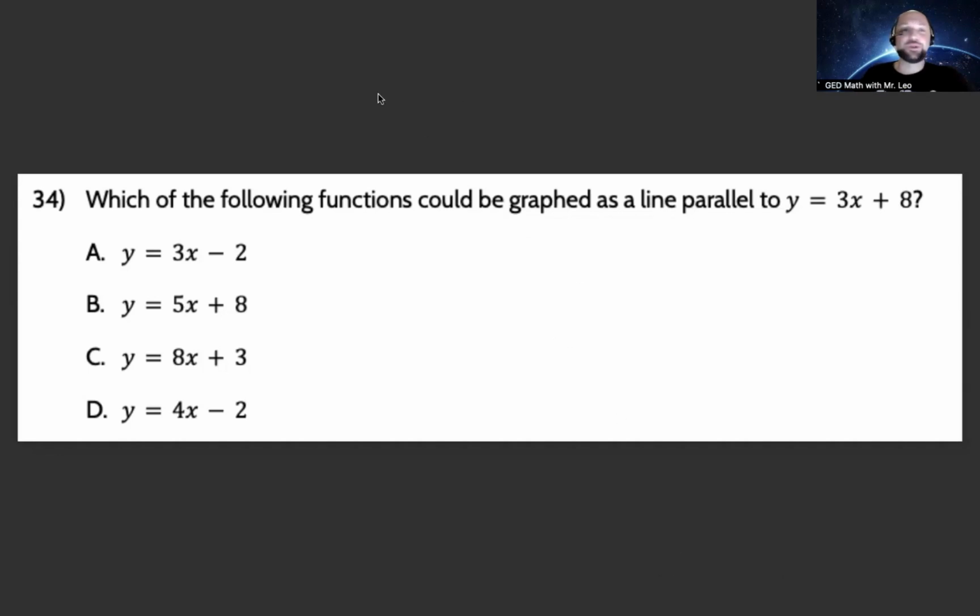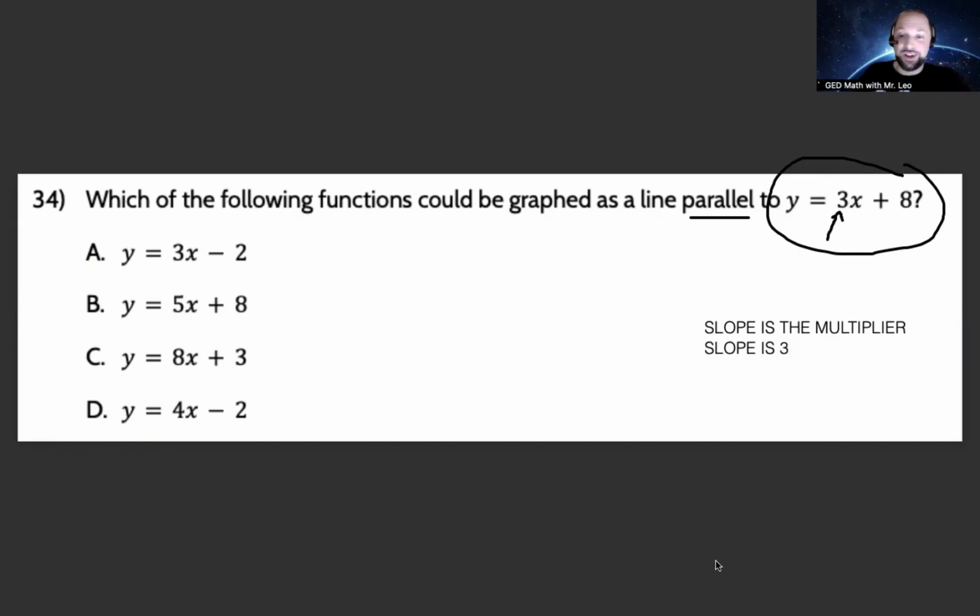All right, here's one more question I want to throw in. You see this sometimes. Which of the following functions could be graphed as a line parallel to this? Y equals 3x plus 8. Parallel. Here's what I want you to think about. What's the slope here? Well, here, the slope is the multiplier. Therefore, the slope is 3, right? This is 3, the multiplier.